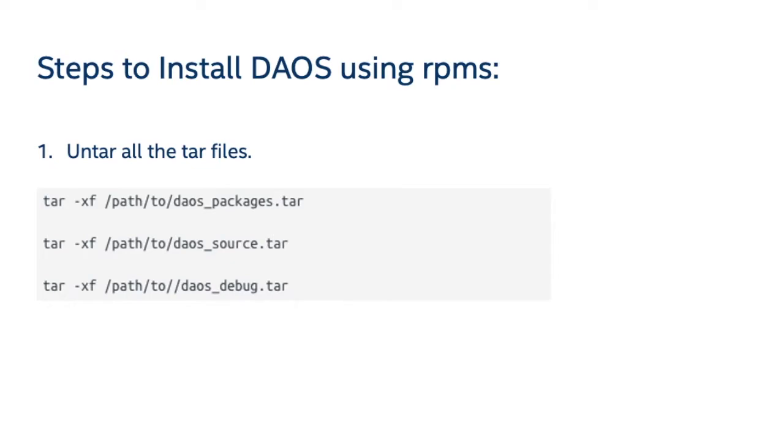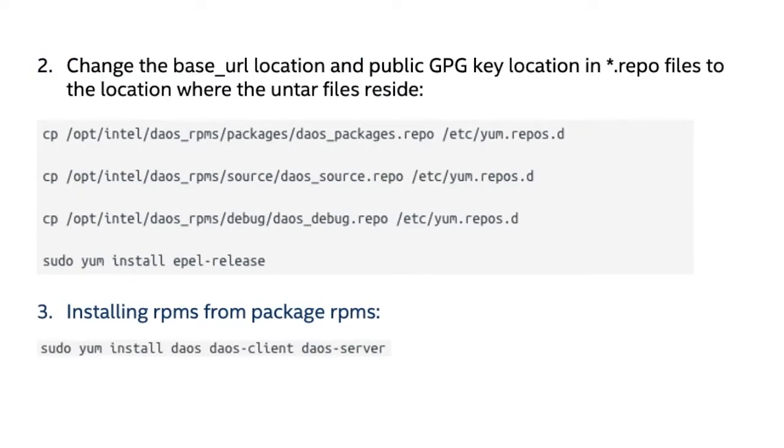Once these three packages are downloaded, you'll have to untar all three of them using the command on your screen. After this, you'll have to set the repository file. All the repo files for the respective packages are inside the untarred location.